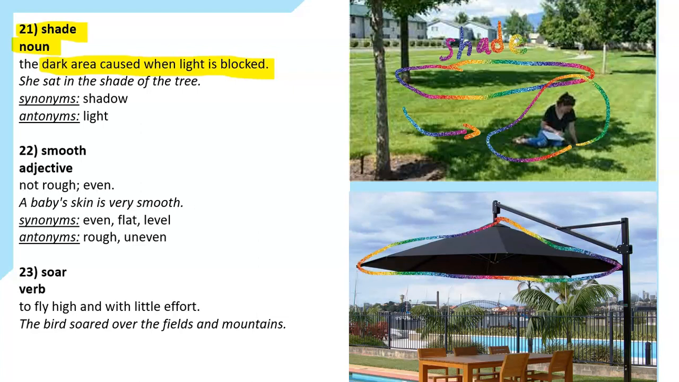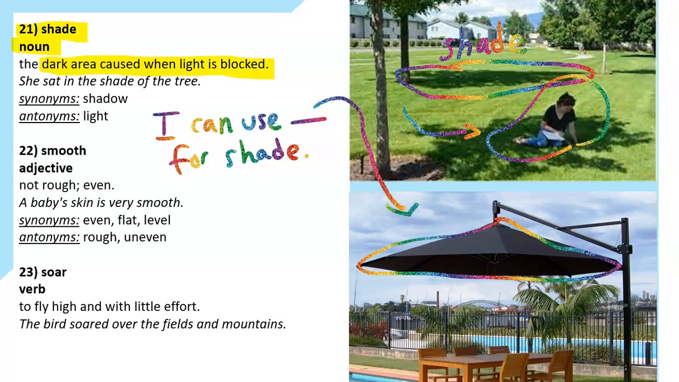When you're writing your sentence, you can write it like this. I can use blank for shade, something that gives you shade, such as an umbrella or a hat or anything at all that can block the sun is giving you shade.